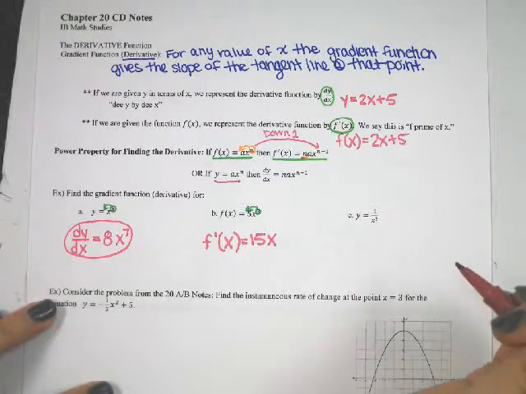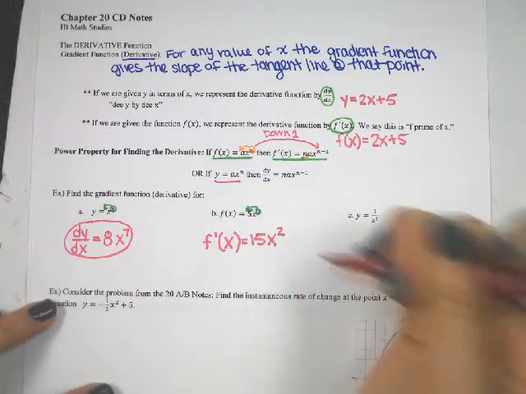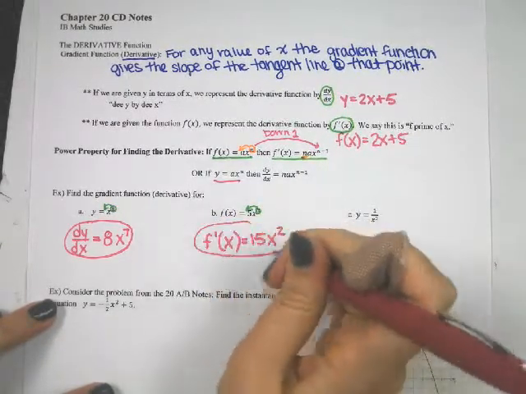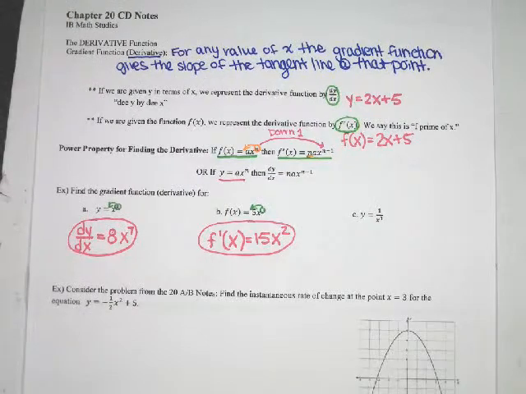So drop the 3 to the front, multiply it with the 5, and your exponent decreases by 1. Question C is a little bit different. In order to understand this, we're going to have to rearrange it a little bit.